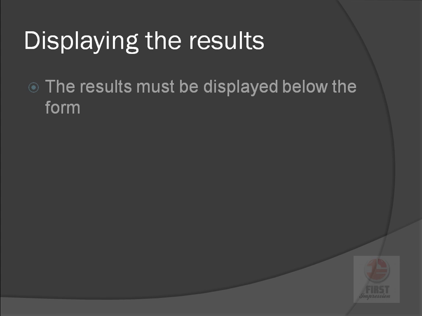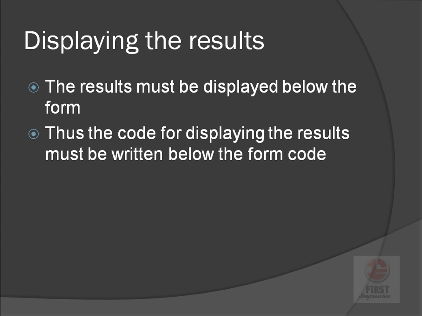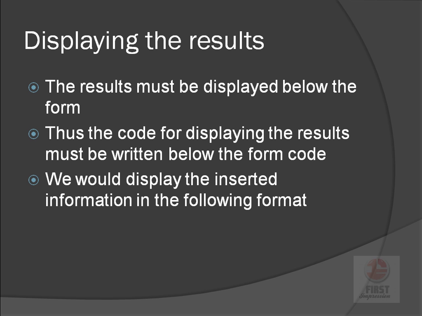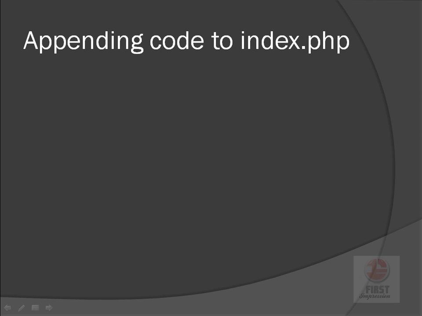Now let's see how we display the results. Results must be displayed below the form. That is, whatever results you have, you must display them below the HTML form. So the code that you will need to display the result should be written below the code of the form, and the result should be displayed in the following format: name, age, address, contact, because the other information about the user can be null, and the ID is a primary key, so you normally don't show the ID at the user end. So you will be showing the name, age, address, and contact.